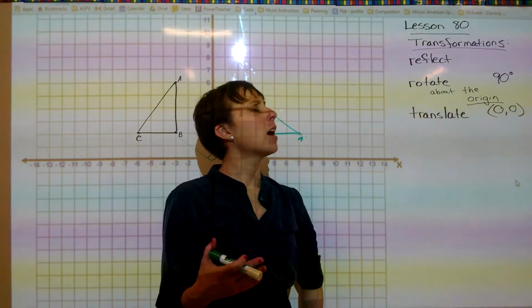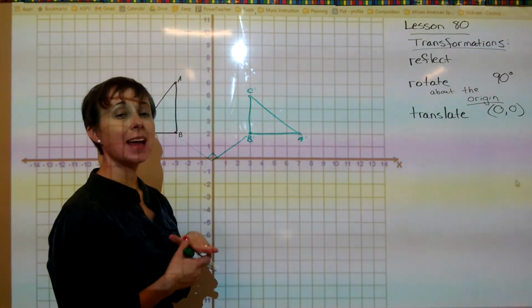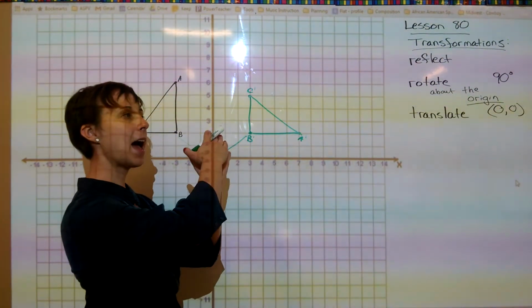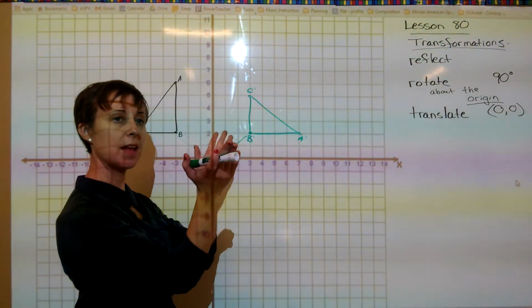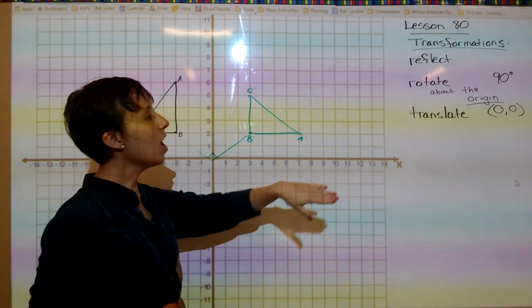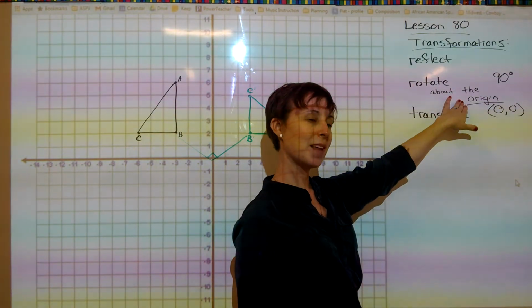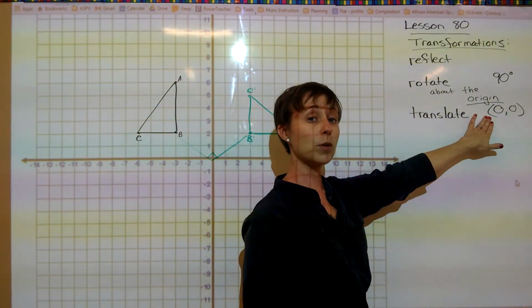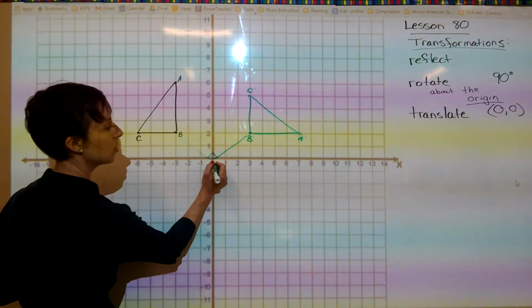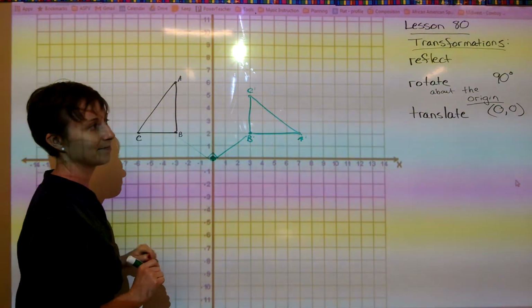When we do rotation, we're not going over an axis. Instead, they're going to tell us how far to turn it and around what point. For our example here, we're going to be rotating about the origin. If you remember, the origin is point 0, 0. It's the very center of your graph.